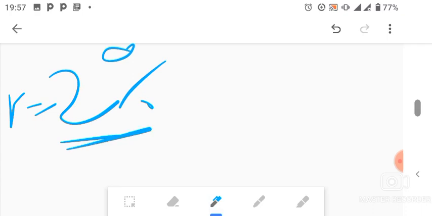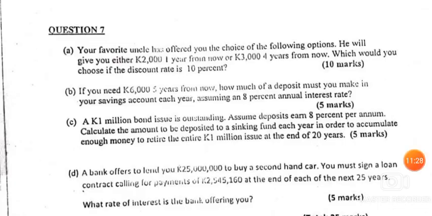Okay, the next question now. The next one is question 7. Your favorite uncle has offered you the choice of the following options. He will give you either 2,000 1 year from now or 3,000 4 years from now. Which would you choose if the discount rate is 10%?